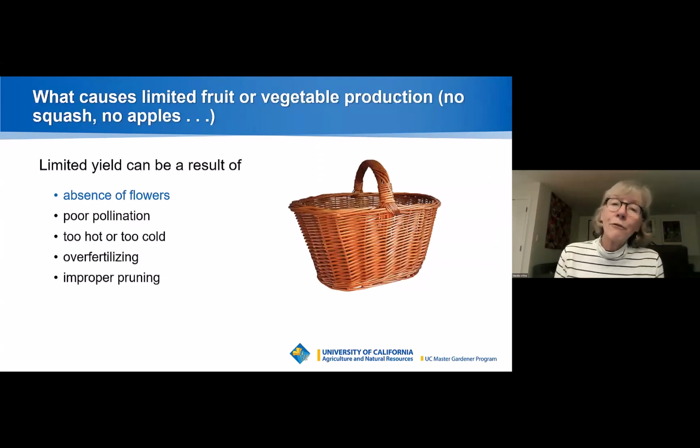What about limited fruit or vegetable production? No squash or no apples or no zucchini. So this could be a result of an absence of flowers, which we just talked about, or poor pollination. It could be too hot or too cold for the flowers to set. It could be that you're over fertilizing, or once again, that improper pruning has occurred.